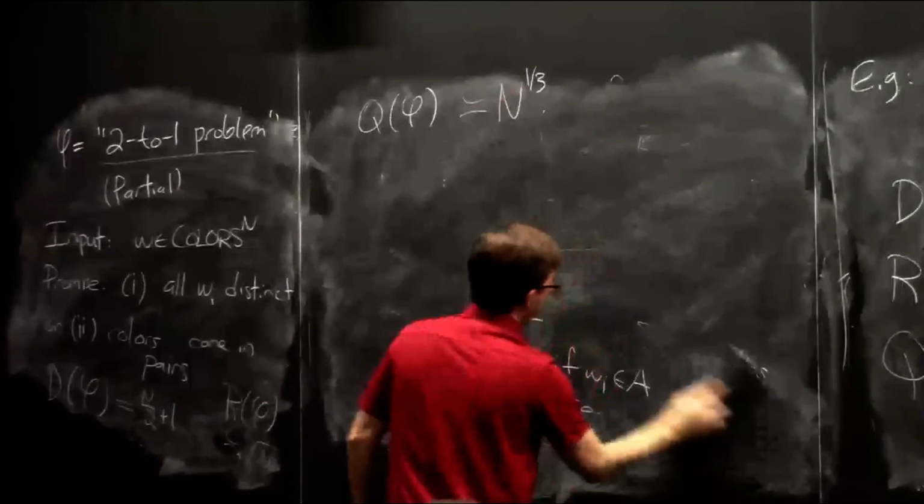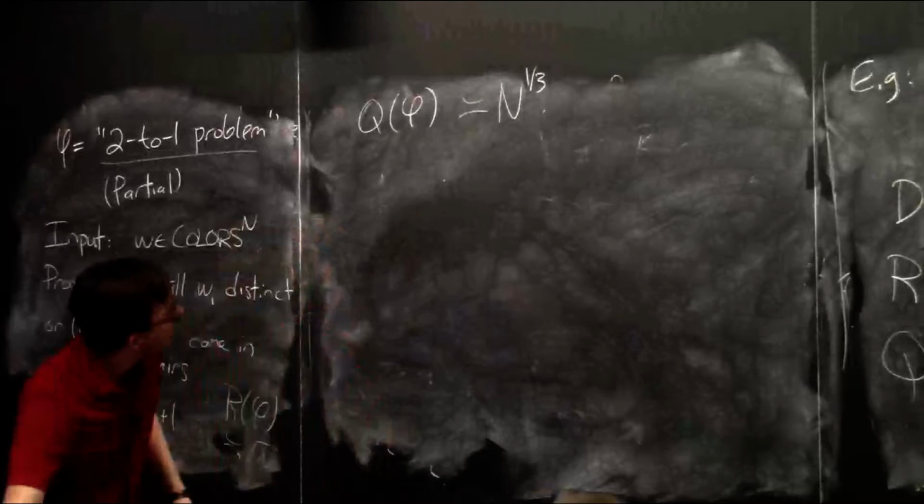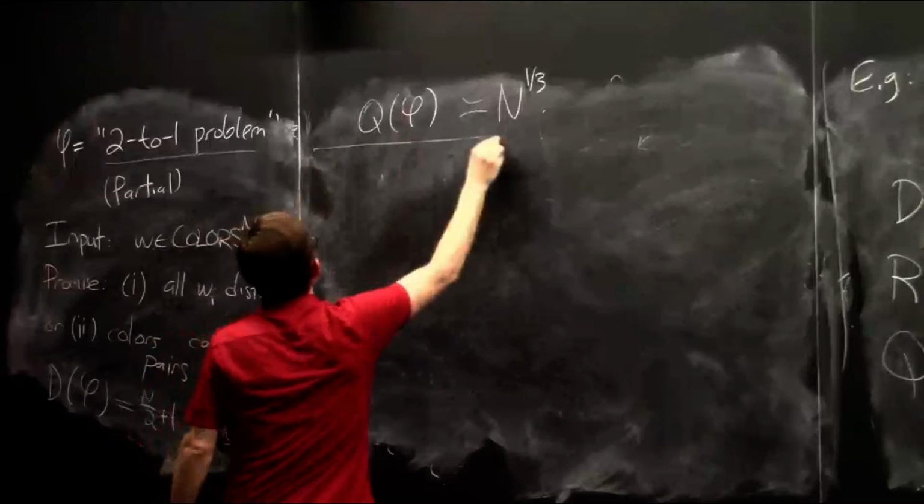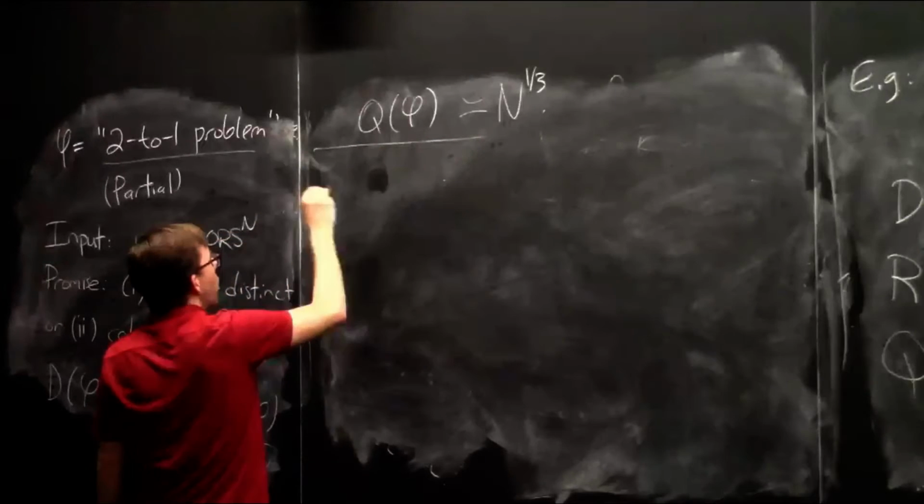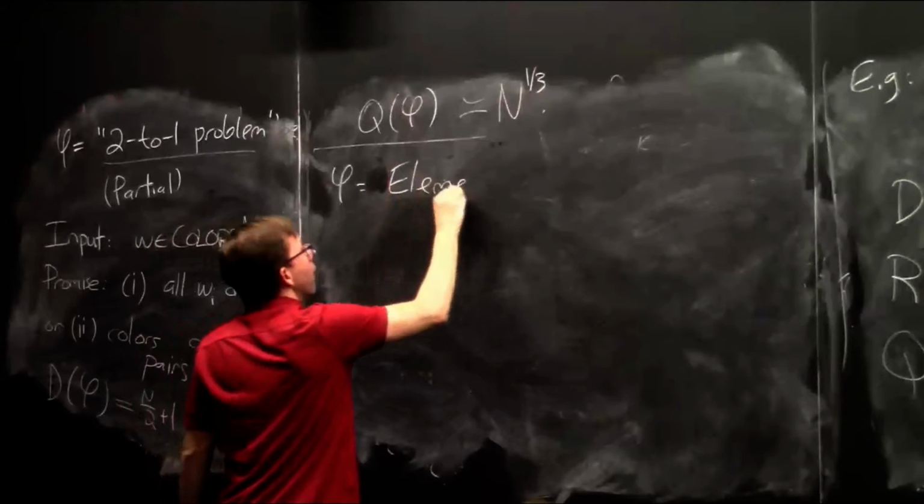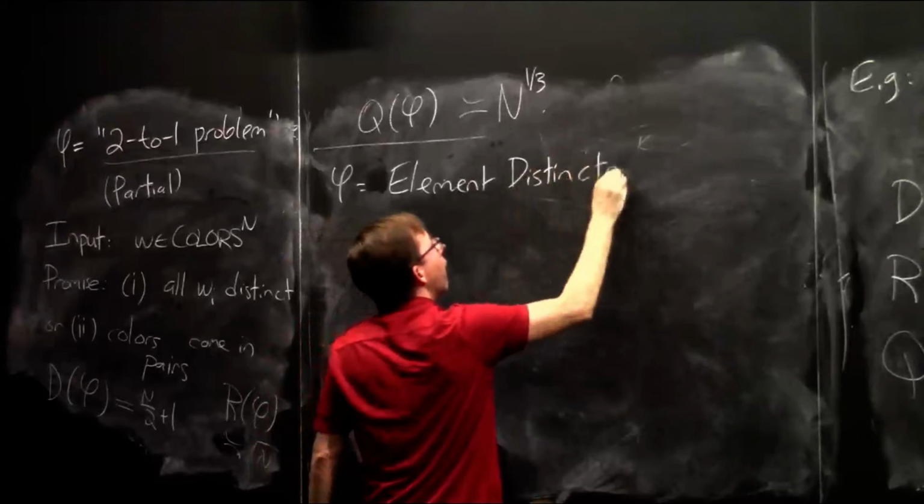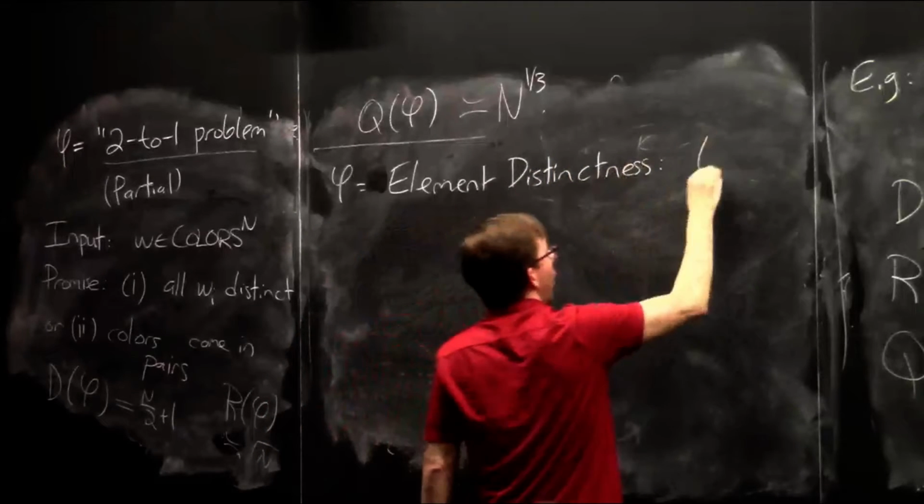OK, let me tell you one. Well, I think I have two other problems, but let me tell you another problem that is quite similar to this 2-to-1 problem. It's almost like the total version of it. It's called element distinctness. And it's a total problem.